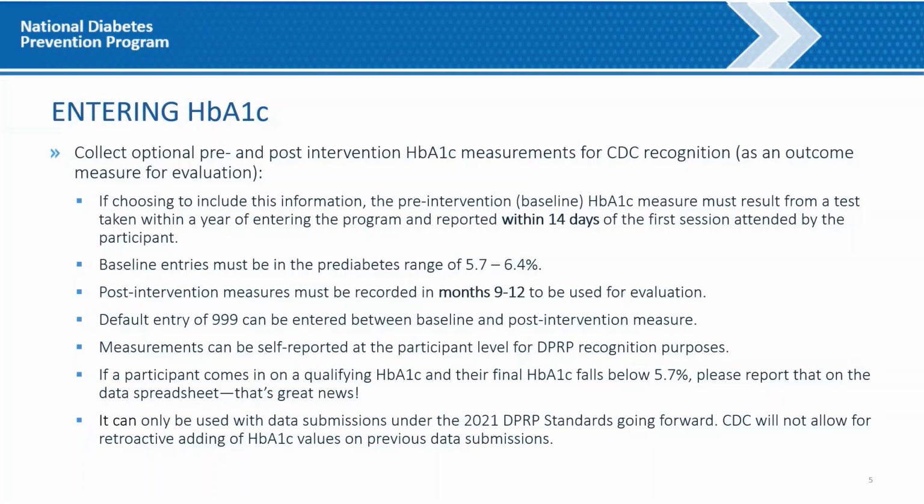Organizations may enter the default value of 999 between the baseline and the final measure, or for all sessions if HbA1c will not be used to show the participant's risk reduction. Additionally, the default value can be used if final measurements are not collected or a participant does not complete the program. While pre-intervention measures must be in the pre-diabetes range, post-intervention measures do not. If this measure falls below pre-diabetes range, that's great news and should be reported. Please note that the DPRP will not allow for retroactive adding of HbA1c values on previous data submissions.